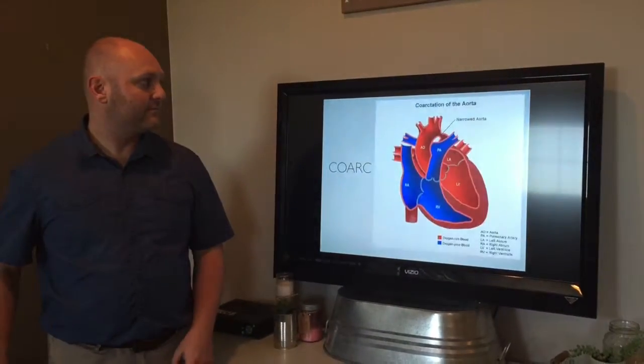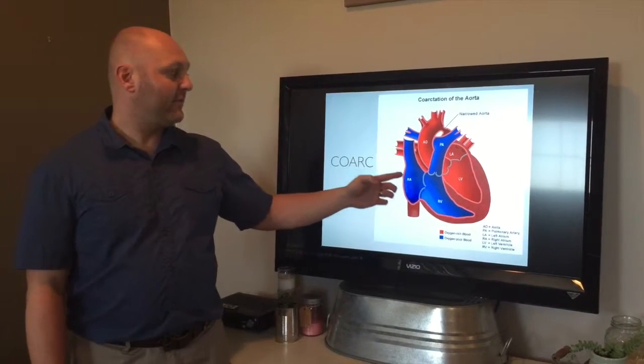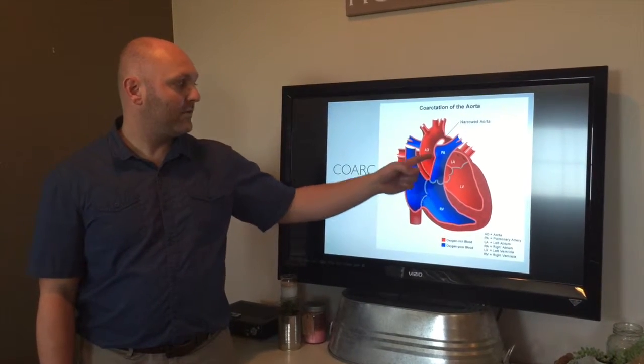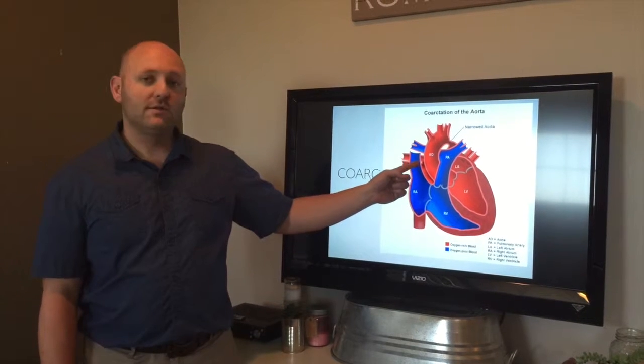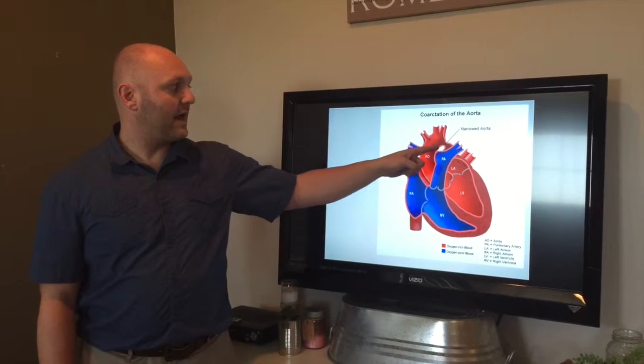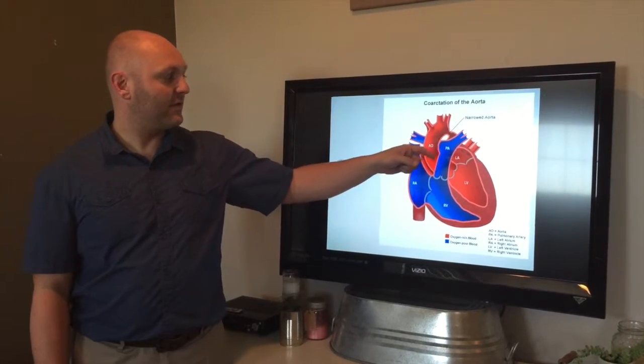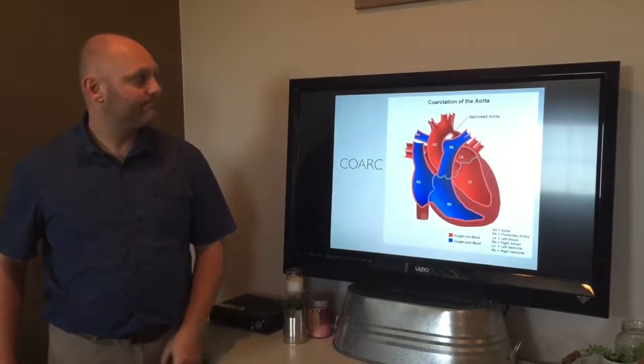Obstructed blood flow. Coarctation is an example of that. Notice how there's a normal pathway to the lungs, normal pathway to the body, yet there's a narrowing of the aorta just after the arch, causing obstruction.